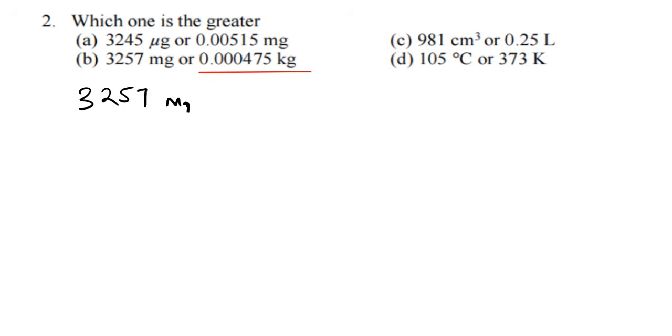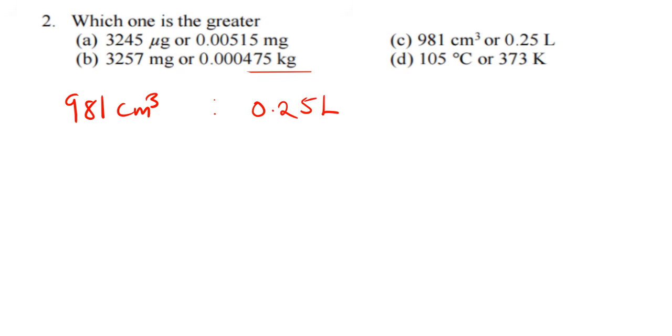Let's come to C. Now for C, we're saying 981 cubic centimeters. Then the comparison, the one you're comparing it to is 0.25 liters. So you know that we're talking about volumes here. 1 cubic centimeter is equivalent to 1 mil, or 1 milliliter. And then you have to understand again that 1000 mil is equivalent to 1 liter.